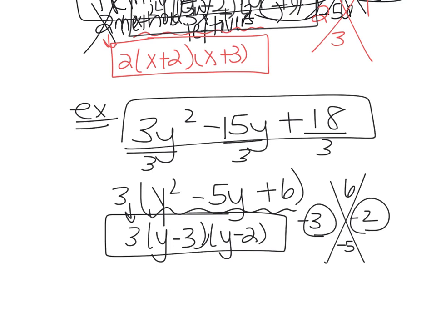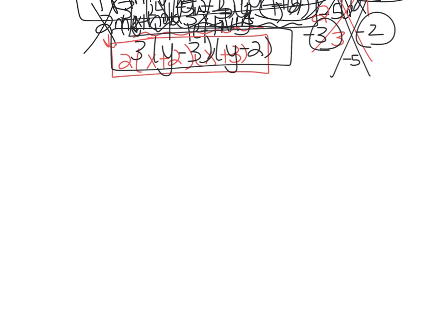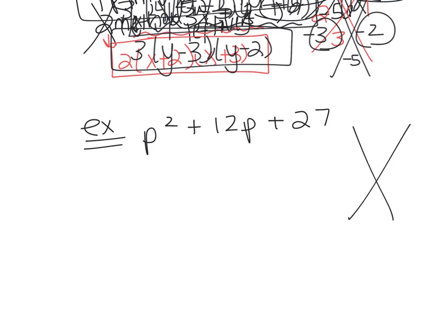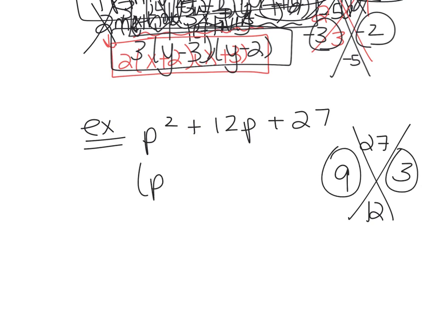Now, what about this problem? P squared plus 12p plus 27. First question I always ask myself, is there a GCF? There's not. I have nothing in common. So here's where on my flow chart I just go straight to the X method. So factors of 27 and 12. So factors of 27 that make 12. Factors of 27 are 9 and 3. Do they add up to 12? Sure enough they do. P plus 9 and P plus 3.